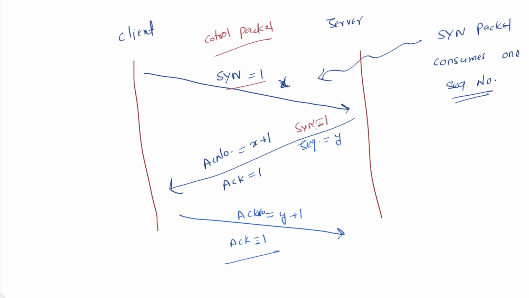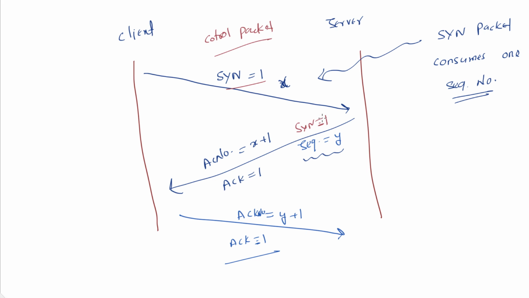Now the server will also say that, see, this is the first packet from my side and I also want to send some data, so let this SYN be 1 from my side, right? So it will say SYN is equal to 1, and since this packet also has to be acknowledged, it should also be consuming 1 sequence number.